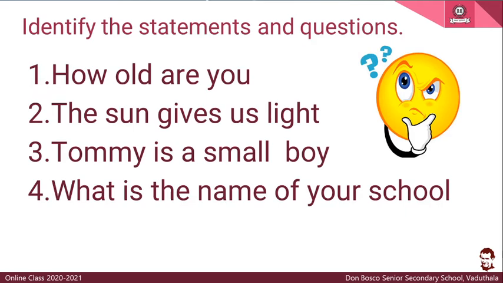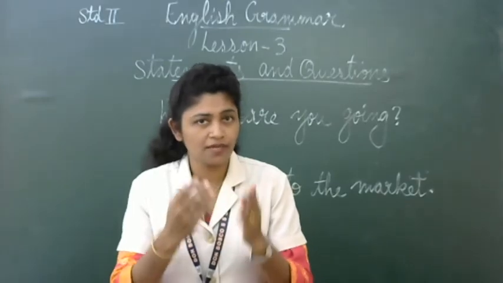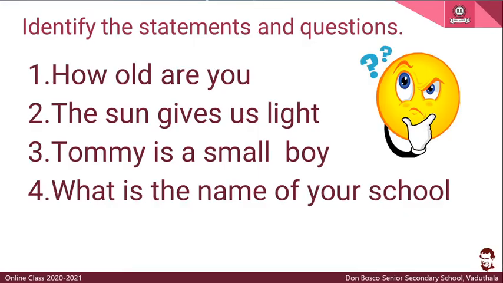Here we go. How old are you? It is asking you something. The sentence is asking you something. Yes, it started with a capital letter, and for the question, what should come at the end? Yes, a question mark must come at the end of a question. So please write 1, and near 1 you can put a question mark. Please do it, children.